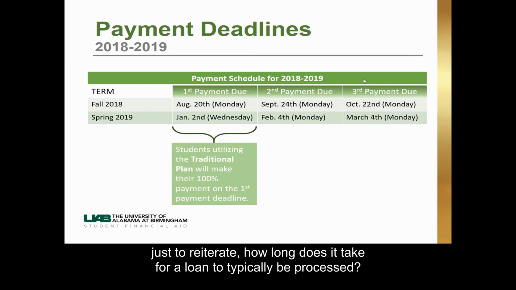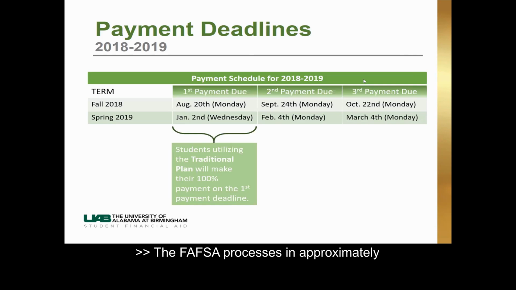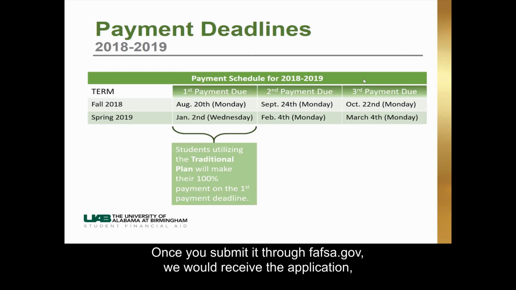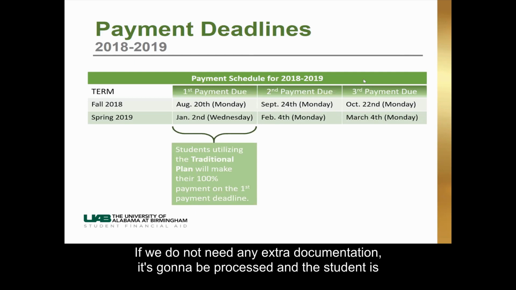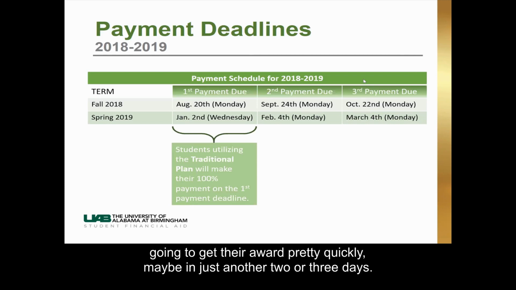Carly, just to reiterate, how long does it take for a loan to typically be processed? The FAFSA processes in approximately a week or so. Once you submit it through FAFSA.gov, we would receive the application maybe within 2 to 3 business days. If we do not need any extra documentation, it's going to be processed and the student's going to get their award pretty quickly, maybe within just another 2 or 3 days.